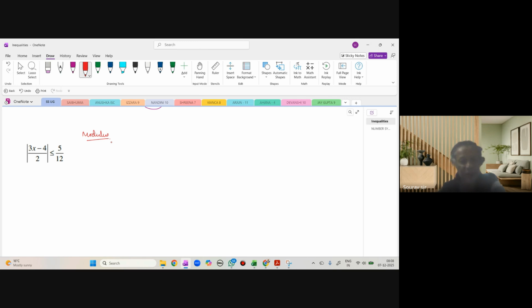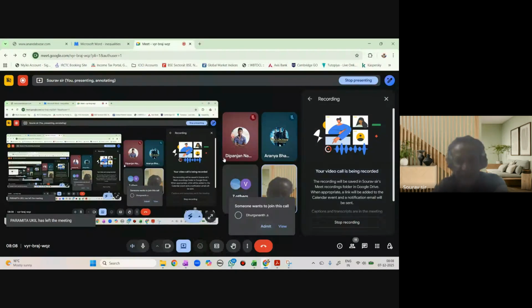Now, what is modulus of a number? What is modulus of x? Modulus of x means this is equal to x when x is greater than or equal to 0. And this is equal to negative x when x is less than 0. So if x is negative, you take the negative of that so that it becomes positive. Modulus means it has to be positive.